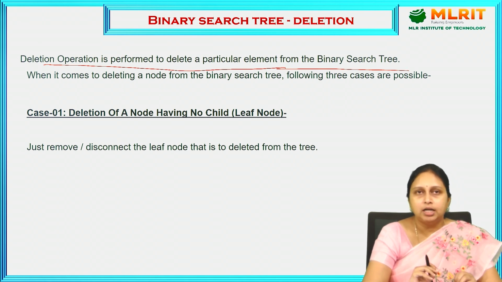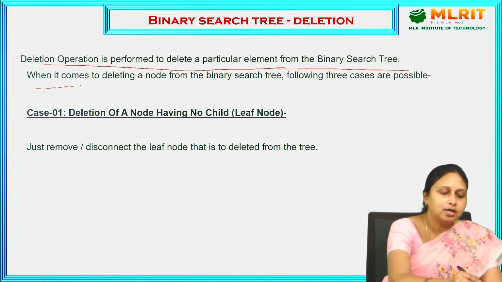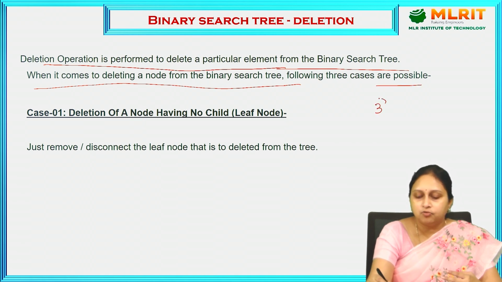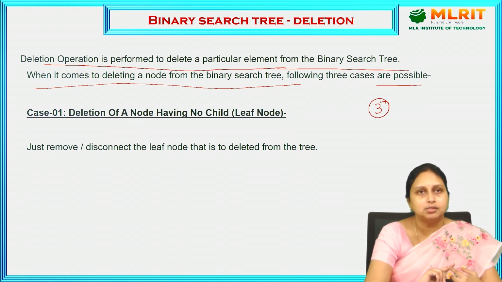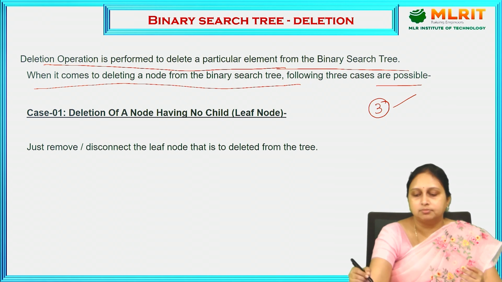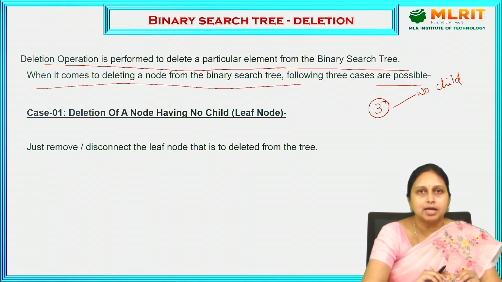If I want to delete a particular node from the binary search tree, then we are going to perform this deletion operation. While deleting a node from the binary search tree, the following three cases are possible. What are the three cases that it will follow? First case, delete a node having no children. A node with no children can be deleted. This can be done directly. You don't have any problem.